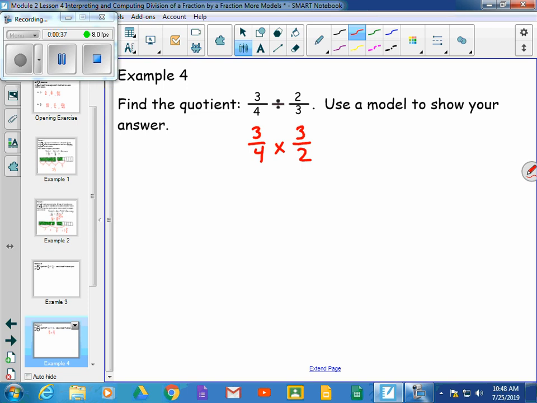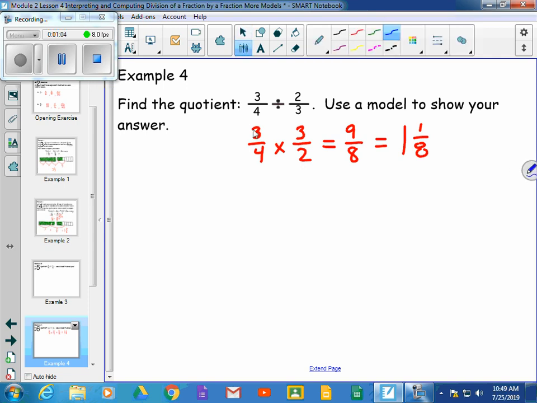Now if I look diagonally after I do that, I can't reduce anything. So I just multiply straight across, and I get 9/8. That's an improper fraction, so I'm going to simplify that by making it a mixed number. 8 goes in the 9 one time, and one of those 8s would be left over. So our final answer will be 1 1/8.